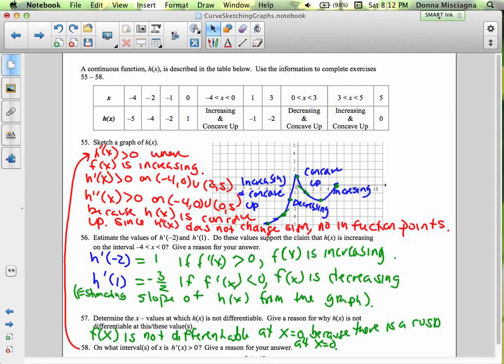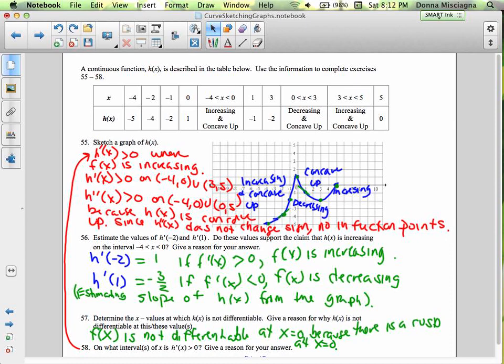All right. So at -2, the slope appears to be 1. If f prime of x is greater than 0, f of x is increasing, right? 1 is greater than 0, so it's increasing. That matches what it says there, because it says -4 to 0, increasing and concave up. H prime of 1 is -3 halves, right? So if f prime of x is less than 0, f of x is decreasing. Notice it says from 0 to 3, decreasing, so that matches. And how we got those values was estimating the slope of h of x from the graph.